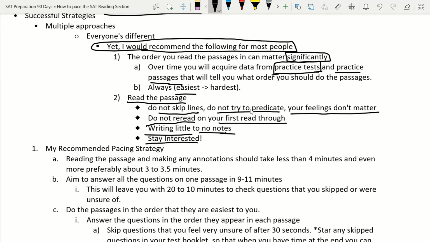Fourth thing, stay interested. You've got to stay interested in the text. If you're interested in the text, you're going to remember it better and understand it better. So even if it's the most boring topic in the world, you need to try to stay interested. If you can engage yourself in the text, it's going to help you a lot in the reading section.